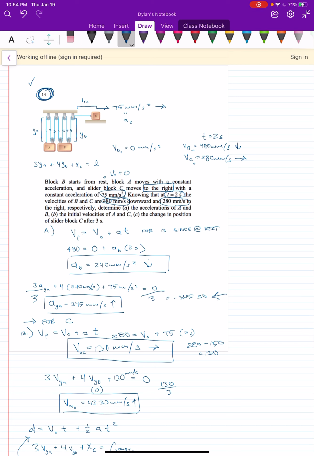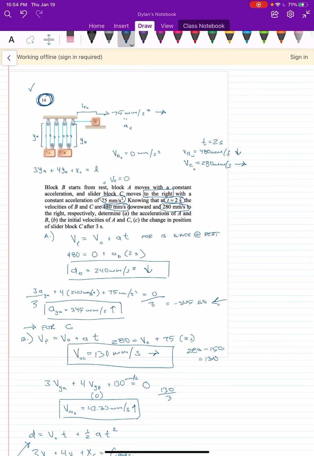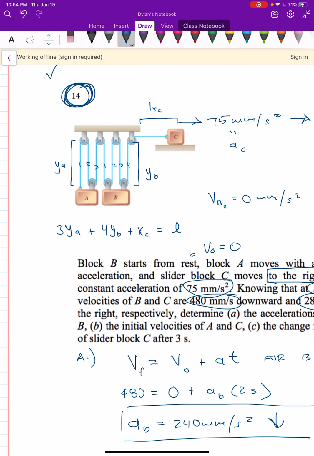Number 14, this one was similar to number 4 as I explained in the other video, so I'll keep it brief. Basically I had to write a general equation, and that is right here. With block A, there's 3 pulleys, so it's 3 YA is what I named it, plus 4 pulleys connected to B, so 4 YB plus XC equals some constant or length.